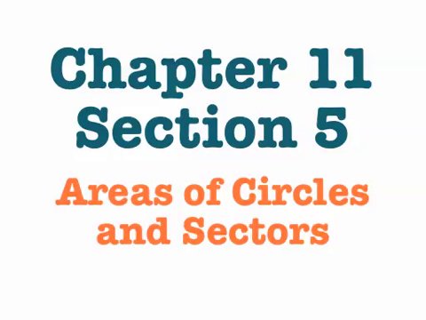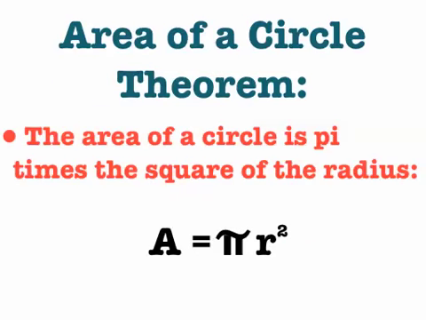Chapter 11, Section 5, Areas of Circles and Sectors. The area of a circle theorem says that the area of a circle is pi times the square of the radius. So area is going to be equal to pi times radius squared.